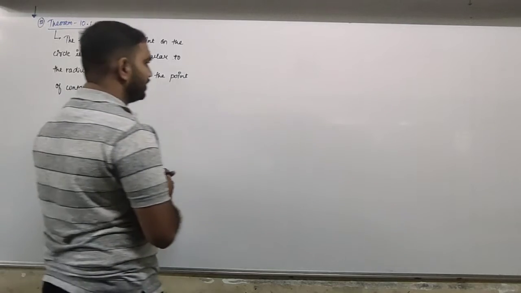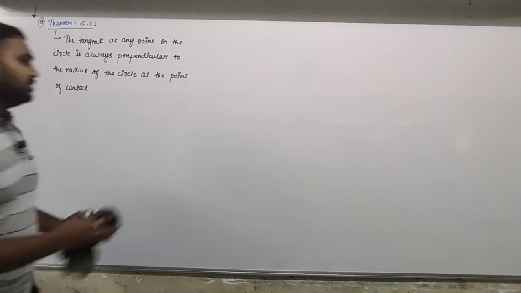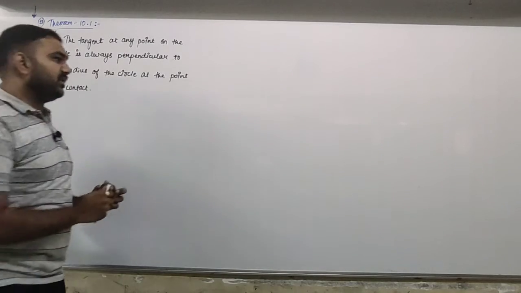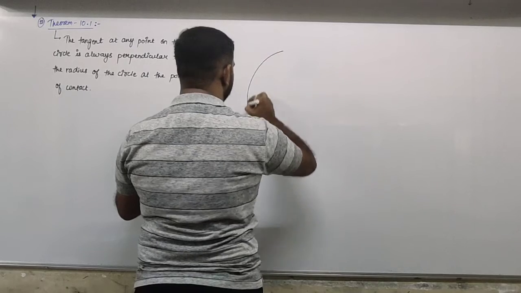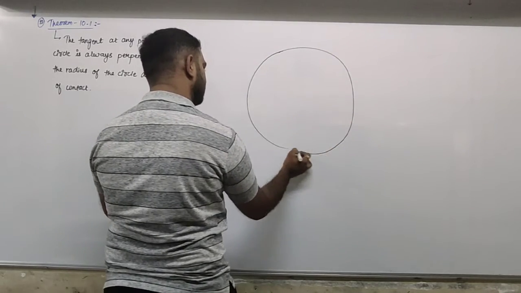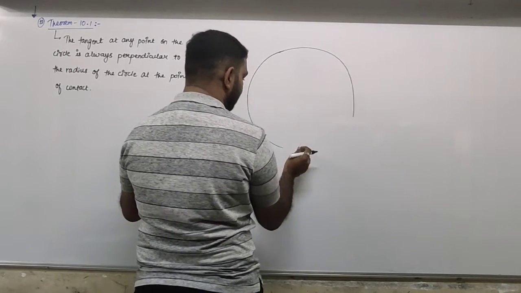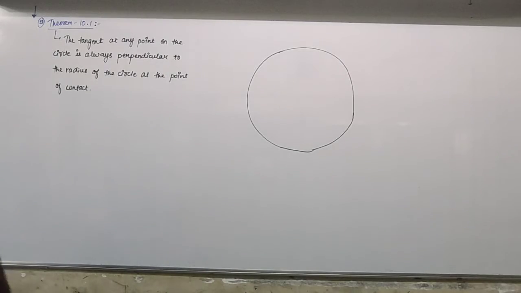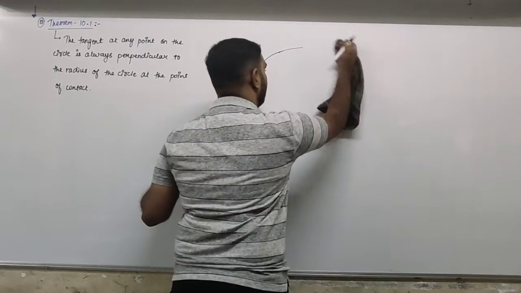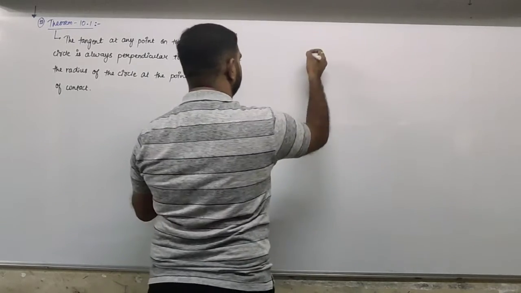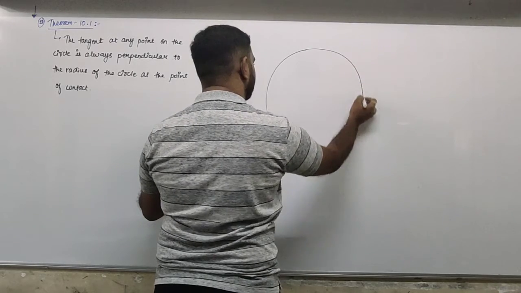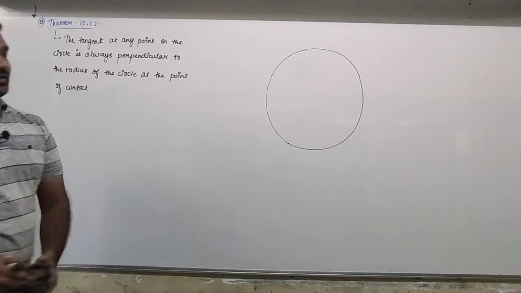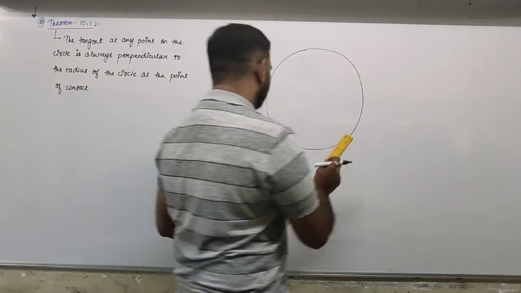So first of all, we must have the circle, right? First of all, we must have the circle. So let us say that this is the circle for now, and I am going to draw the tangent like this.